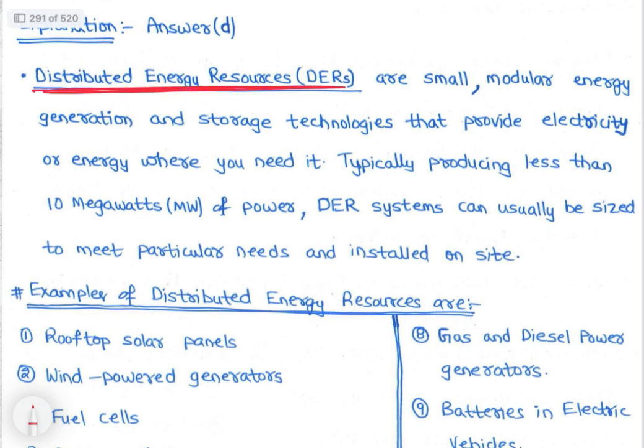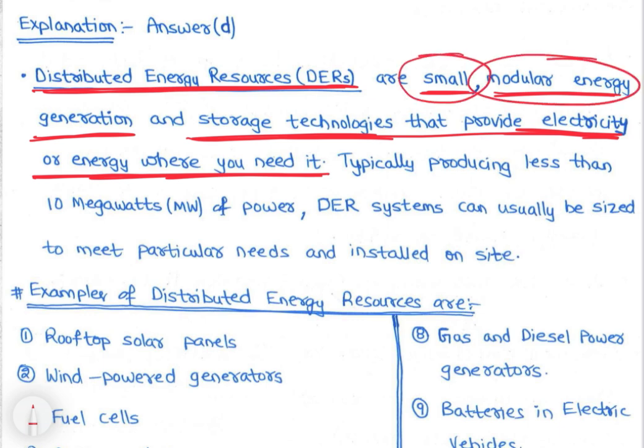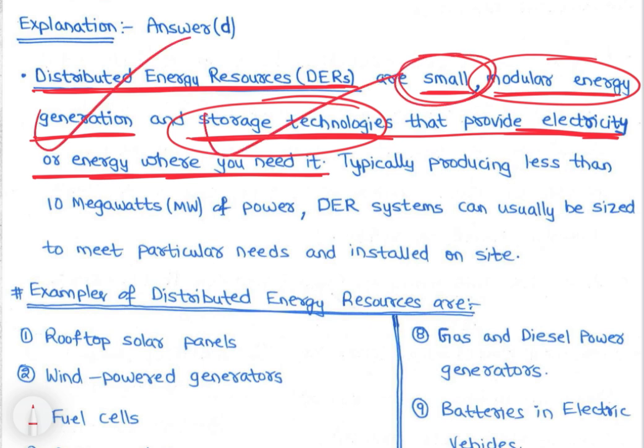Distributed energy resources are small modular energy generation and storage technologies that provide electricity or energy where you need it. There are energy generation technologies and also storage technologies. Small and modular energy generation and energy storage technologies that provide electricity or energy where you need it. Where you need it, you can generate energy and store energy. They are called distributed energy resources.